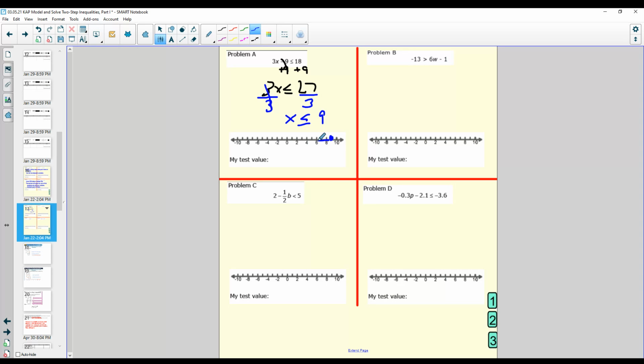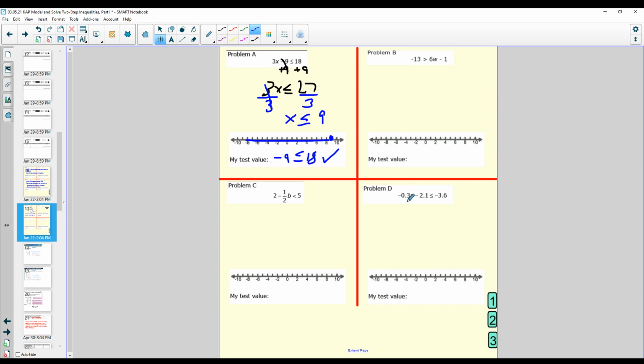Test value. So I can replace x with 0. 3 groups of 0 is 0. 0 minus 9 is minus 9. Is that less than or equal to 18? True. We did a good job. Now let's try this one, a harder one.